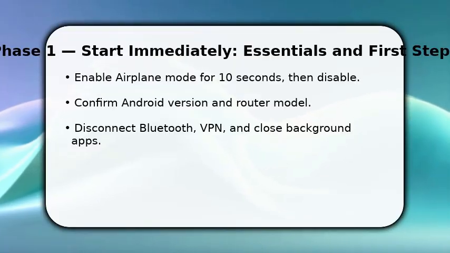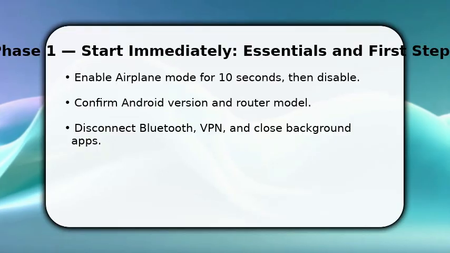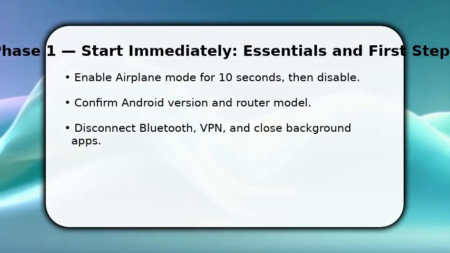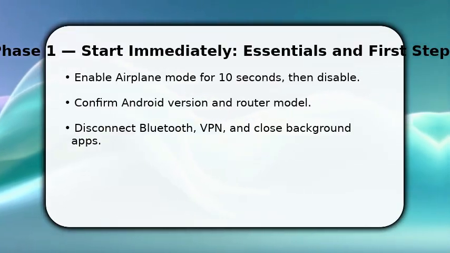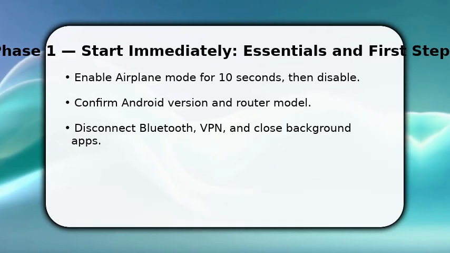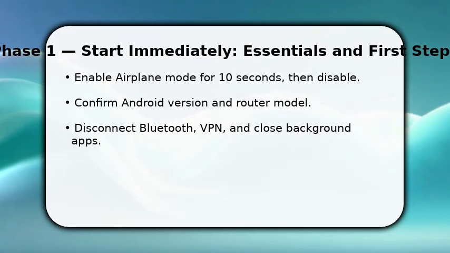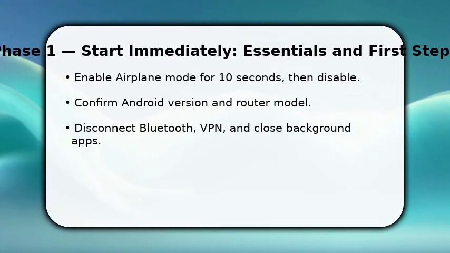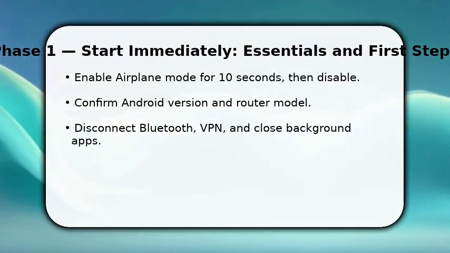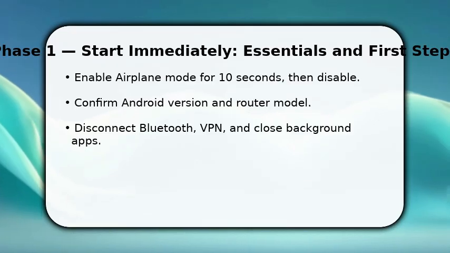You start by isolating variables. Enable airplane mode for about 10 seconds, then turn it off to reset radios quickly. Next, check Android version and router model so you know compatibility limits. Once done, disconnect Bluetooth and any VPN, and force stop heavy background apps to free wireless resources. This avoids interference and shows whether range is purely signal-related versus software-limited.